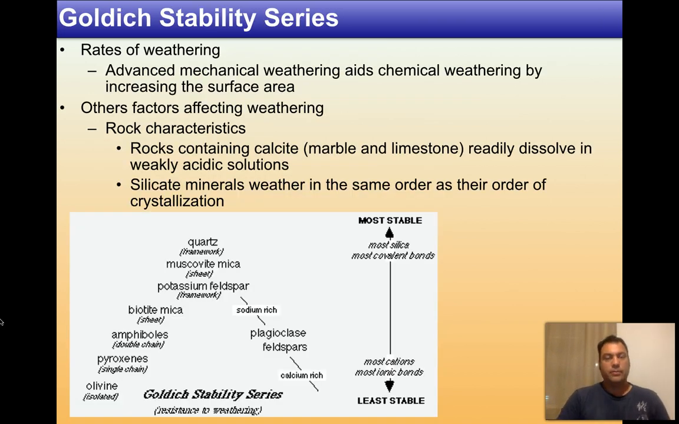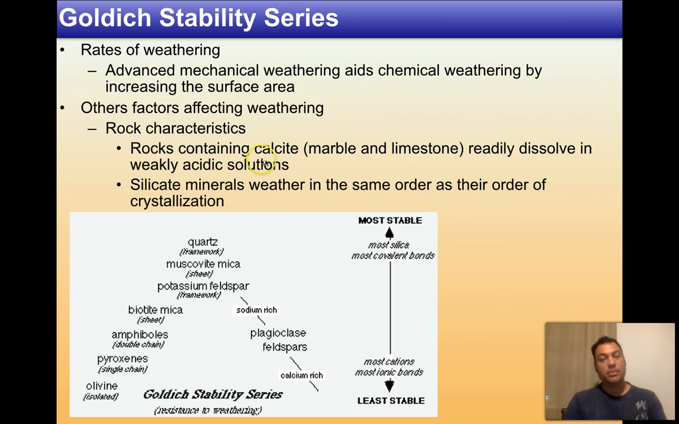Okay, so let's go ahead and formally describe what minerals are going to form at the Earth's surface at the expense of what other minerals that are now unstable. So we have to understand what is stable and what is unstable, because that's going to affect our rates of weathering. Okay, so advanced mechanical weathering aids chemical weathering by increasing the surface area. We just described that. So other factors affecting weathering are rock characteristics. So rocks containing calcite, such as marble and limestone, readily dissolve in weakly acidic solutions. And silicate minerals weather in the same order as their order of crystallization.